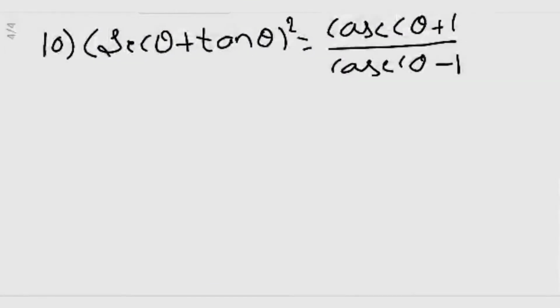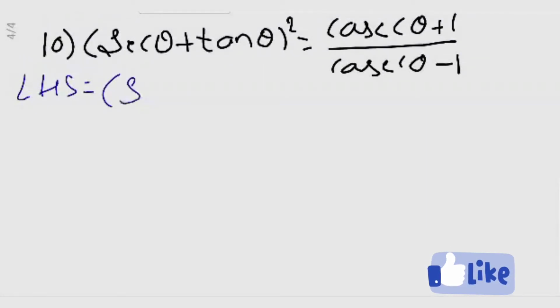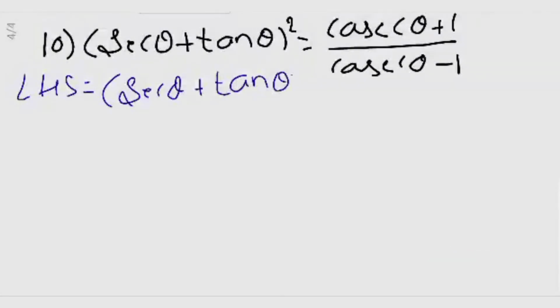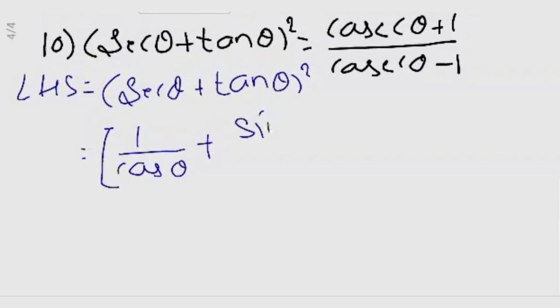Well students, the next problem, the 10th one. They given here sec theta plus tan theta whole square is equal to cosec theta plus 1 divided by cosec theta minus 1. So first write down LHS. LHS is equal to sec theta plus tan theta whole square. So here sec theta we can write 1 divided by cos theta, plus tan theta we can write sin theta divided by cos theta, and whole square as it is.